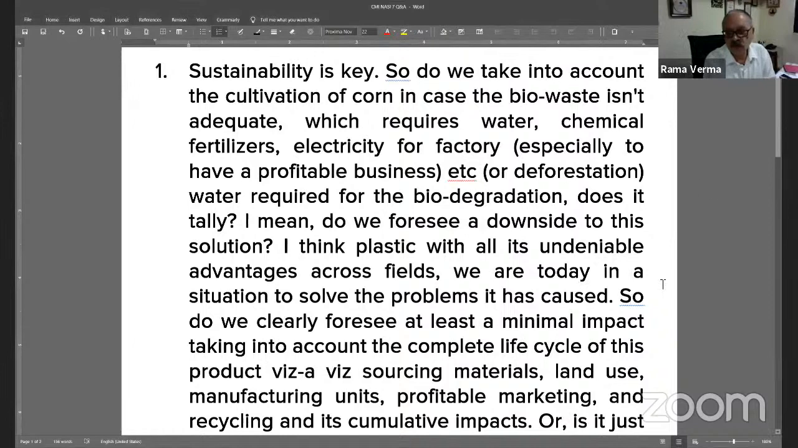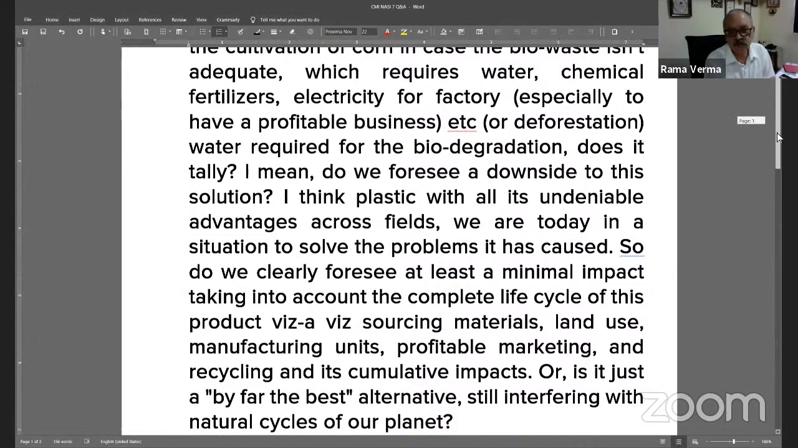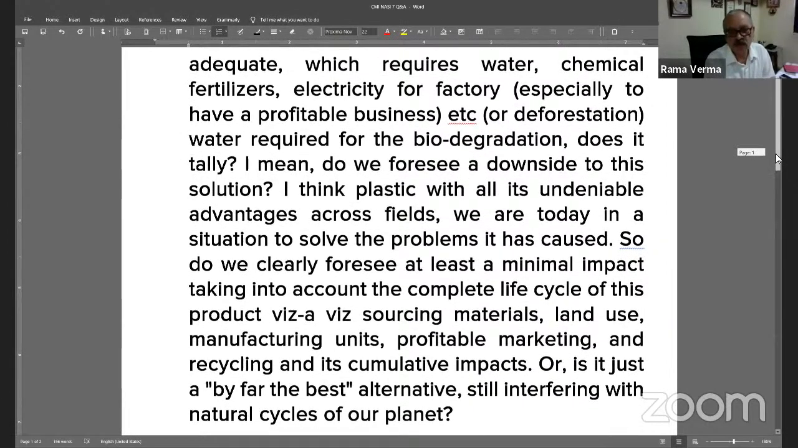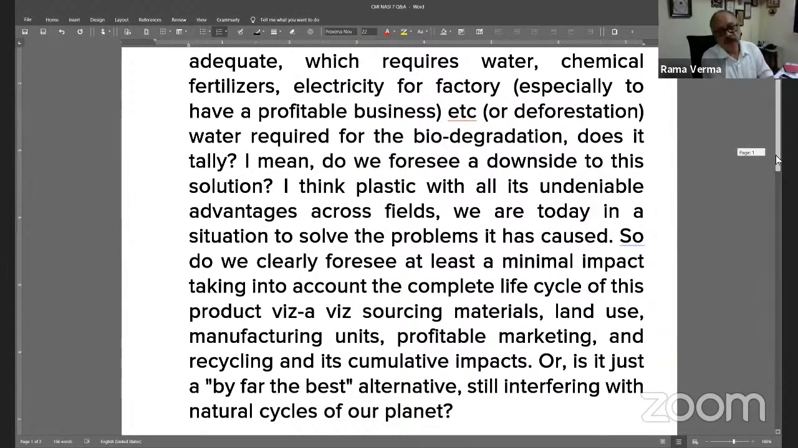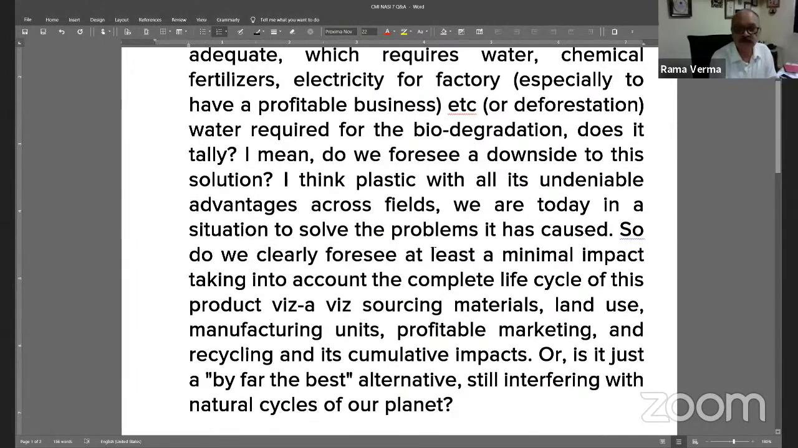I think plastic, with all these undeniable advantages across fields, we are today in a situation to solve the problem it has caused. So we do clearly foresee at least a minimum impact, taking into account the complete life cycle of this product, with sourcing material, land use, manufacture unit, profitable marketing, or recycling. Is the best alternative still interfering with natural recycling of a plant? I think it's a very good question. I'm glad somebody has asked this question.